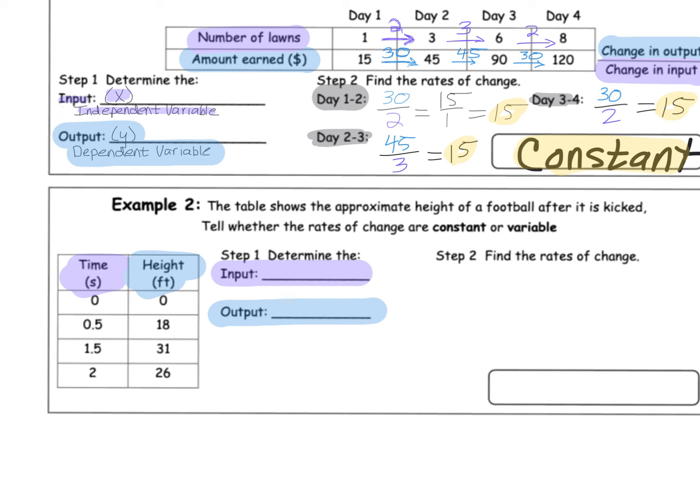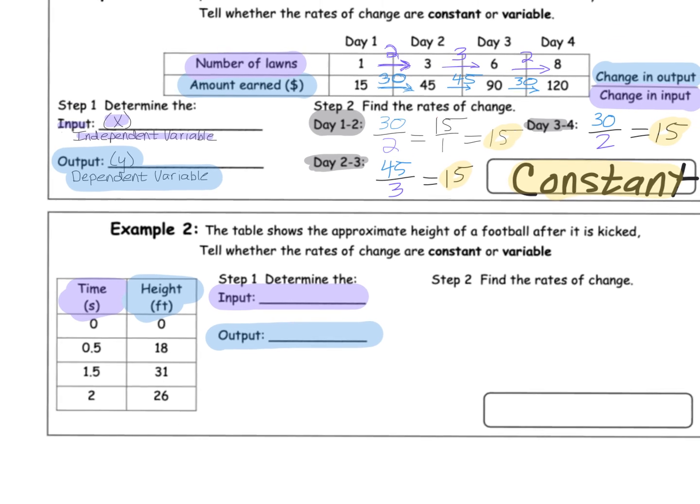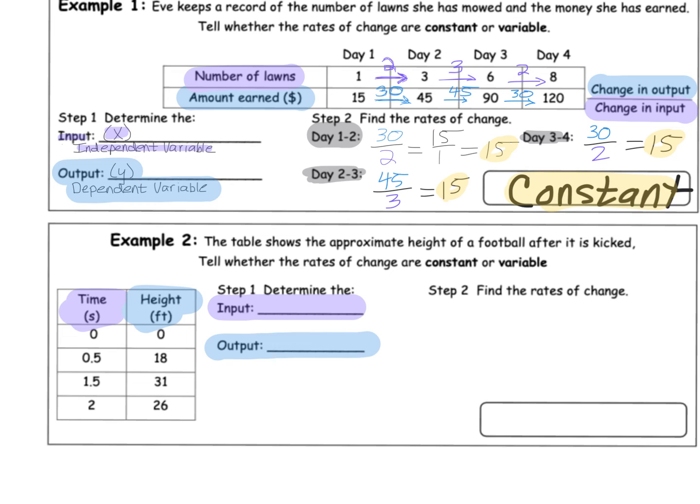Okay, in example number 2, the same way that when you see a table written horizontally, you can always count on the fact that X will be in the top of the table and Y will be in the bottom, when it's a vertical table, X is always going to be on the left and Y is always going to be on the right. So in this case, our input is going to be our time and our output, or our dependent variable, is going to be our height.